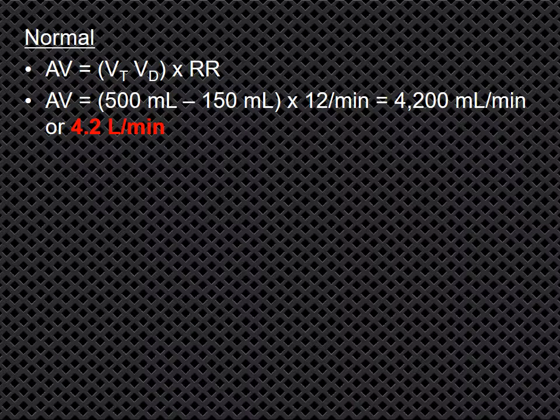And we did this on our normal person, and he had a tidal volume of 500 and a dead space about 150, and a respiratory rate of 12. So we get 4,200 milliliters per minute, or 4.2 liters per minute of air available for gas exchange.